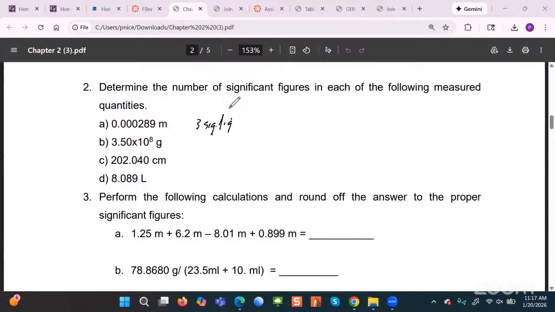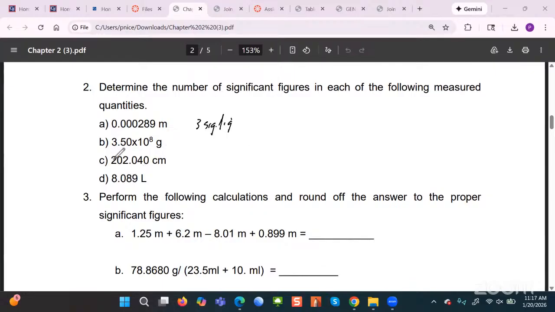Now, in the case of B, they gave you a number expressed in scientific notation, right? 3.50 times 10 to the 8. Whenever you're given any number expressed in scientific notation and you're asked to determine the number of sig figs, you pay attention only to the coefficient. You do not look at the exponent to determine the number of sig figs, right?